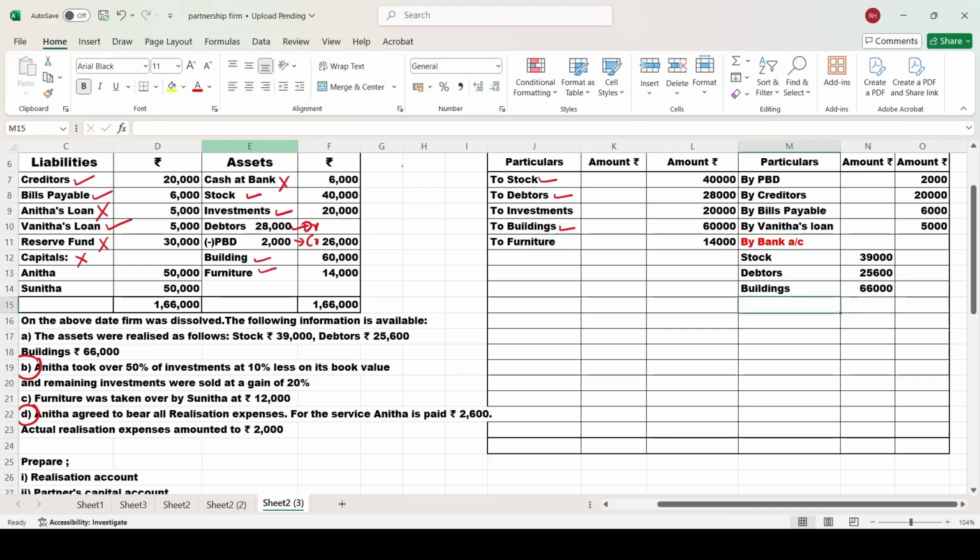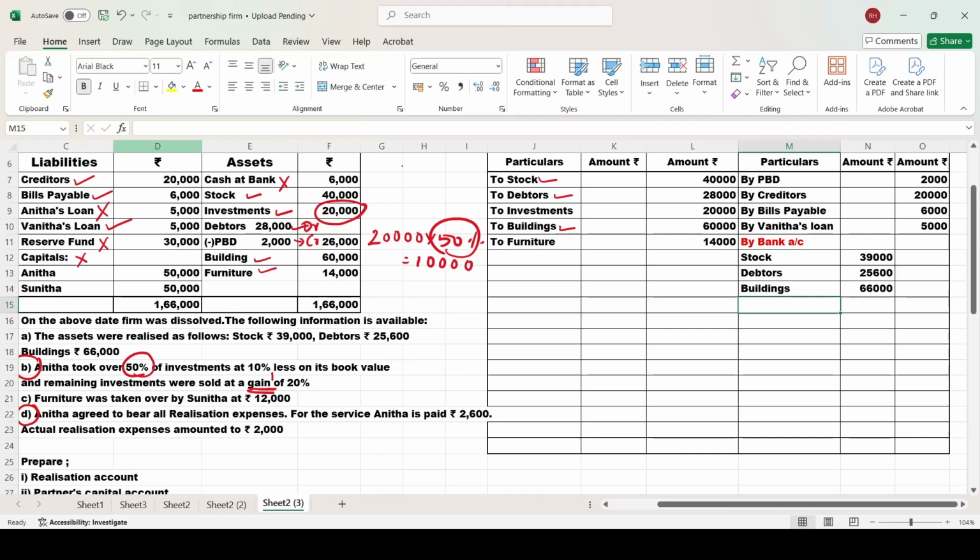This is a very important adjustment. Just look into it. Anita took over 50% of the investment. What is the total value of the investment? The value of the investment is 20,000, in which 50% is taken over by Anita. That is 20,000 into 50%, that is 10,000 is taken over by Anita. Remaining, at 10% less on its book value, and the remaining investments were sold at a gain of 20%. In 20,000, 10,000, that is 50%, is taken over by Anita, and the remaining we have sold. Remaining is another 50%, that is another 10,000 we have sold at a gain of 20%.